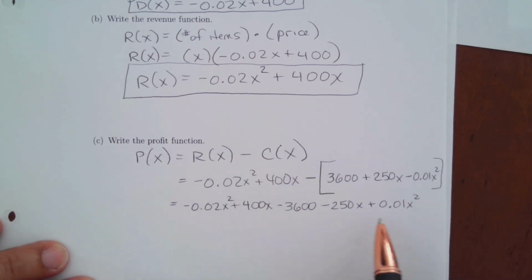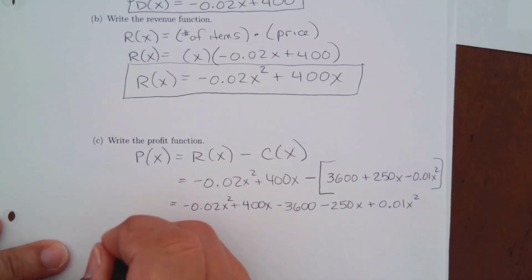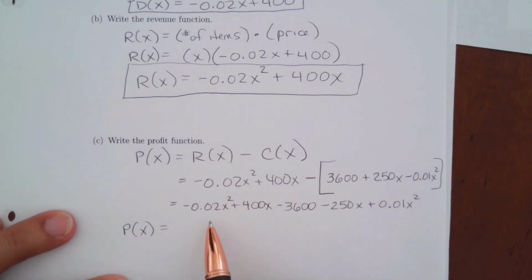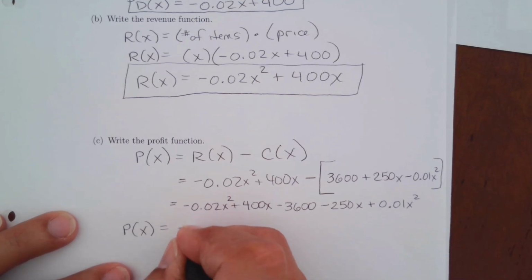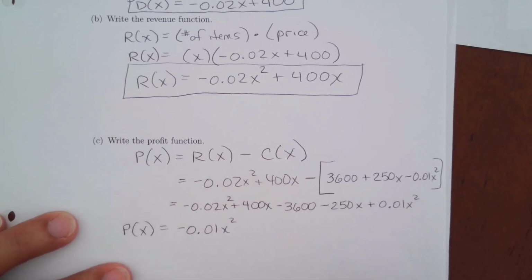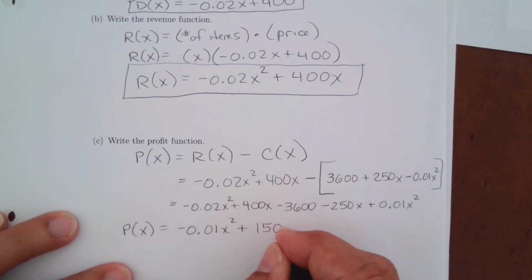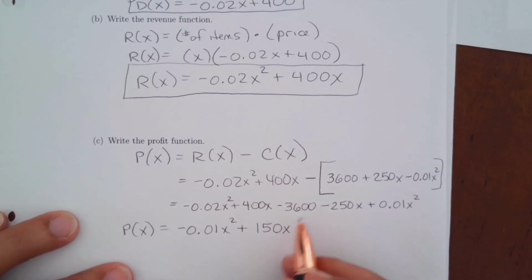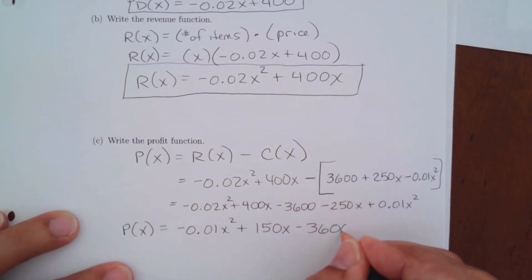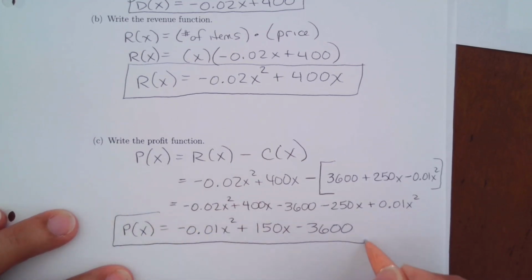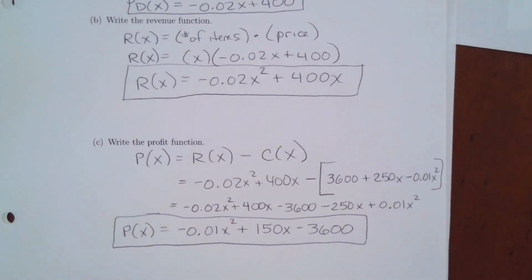Okay, and now we can add some like terms. So we're going to end up with, let's add the x squares. We got a negative 0.02x squared and a positive 0.01x squared. So just add those numbers. That gives you a negative 0.01x squared. You have a 400x positive and a negative 250x. Those add up to be positive 150x, and then the minus 3600. So there's your profit equation. Okay? Profit.